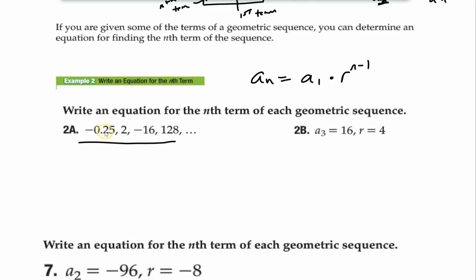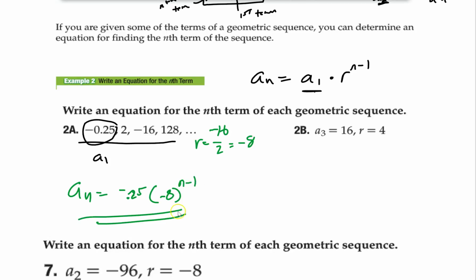So this is the first one here, right? There is A1. This is what I need right there. The only thing else I need is R. Similar to the way you find R, A2 over A1. You could use any term over the one before it. So in this case, I'm going to use this one over that one. I'm going to do negative 16 over 2, and get negative 8. So my R is negative 8. You're multiplying by negative 8 every single time. So my formula is going to be An equals A1, which is negative 0.25, times R, which is negative 8, to the n minus 1. That's it.